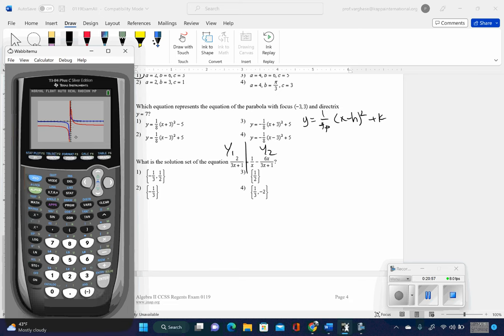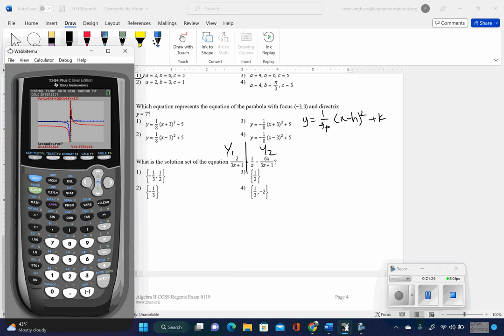So it looks like it's going to be either 1 or 3. Because these both have, no, it could be this one as well. All right. So now let's go ahead and see which one it is. So I'm going to hit second calc or trace. I'm looking for intersection, which is option number 5. And I'm going to hit enter, enter, enter.